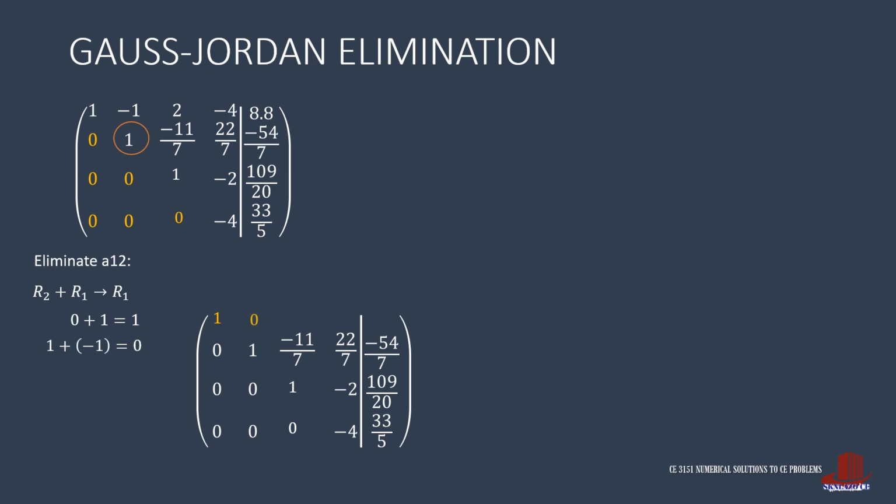Next, we have 1 plus negative 1, making 0. The third element is negative 11 over 7 plus 2 to get 3/7. Next, we have 22 over 7 plus negative 4, which makes negative 6/7. And last is negative 54 over 7 plus 8.8 to get 38 over 35.